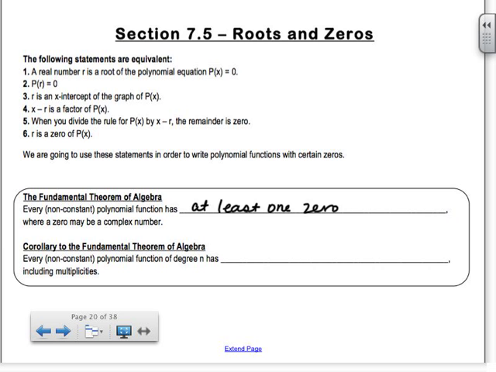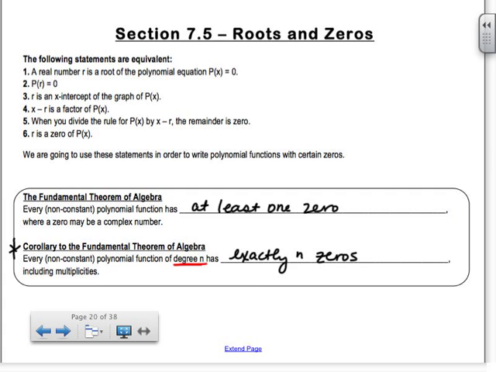And then the corollary is the one that's really important. So every non-constant polynomial of degree n, so that means its highest exponent was n, that means that you would have exactly n zeros, including multiplicities. So you could have the answer 2, like if I had x to the fifth minus 32 equals 0. 2 could be an answer, but it could be an answer 5 times, right? So including multiplicity. So n was 5.